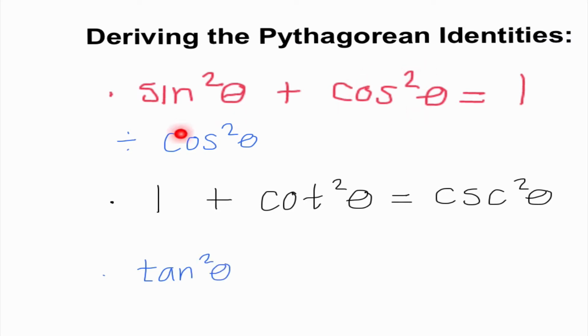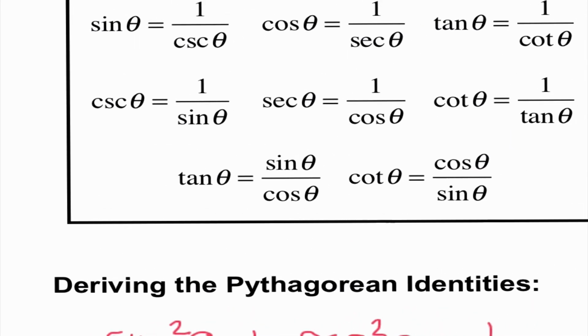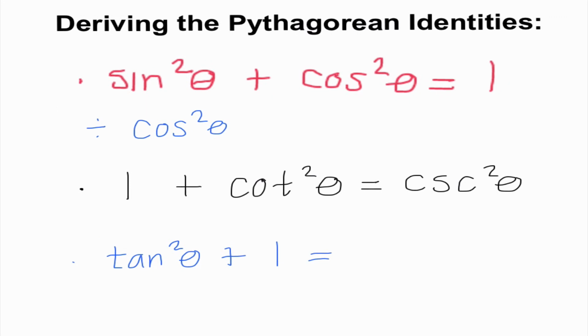Cosine squared divided by cosine squared gives us 1. 1 divided by cosine squared gives us secant squared. So tan squared plus 1 is equal to secant squared.